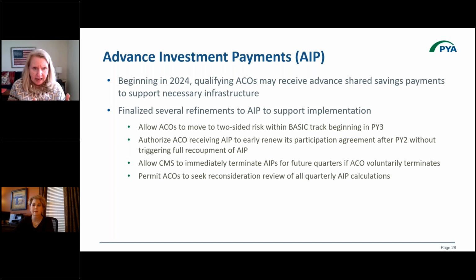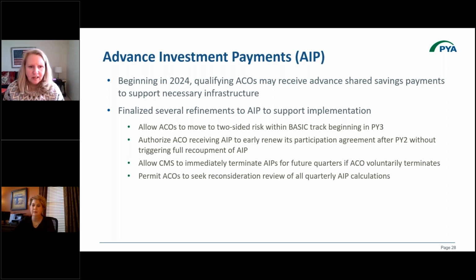When can you move, if you're in an AIP ACO, to downside risk? How are we going to deal with the renewal of your agreement without triggering full recoupment? And then allowing for immediate termination of future quarterly payments if an ACO voluntarily terminates. As the regs were originally published, you could terminate out of the program and still receive quarterly payments to your ACO, which didn't make sense. So they fixed that as well. So this is CMS effectively crossing the T's and dotting the I's in the AIP program.